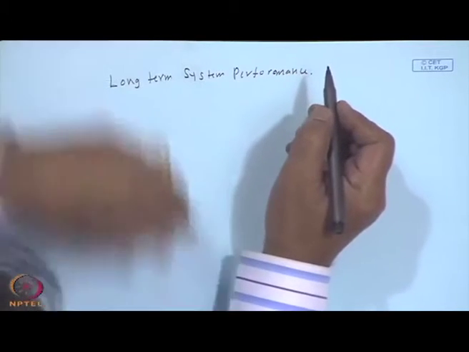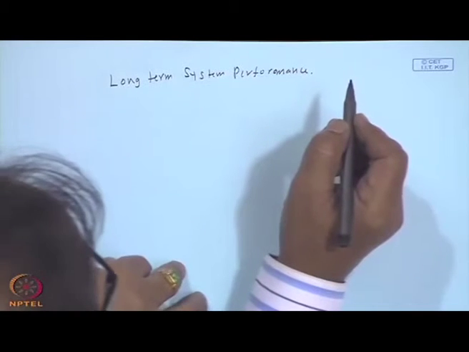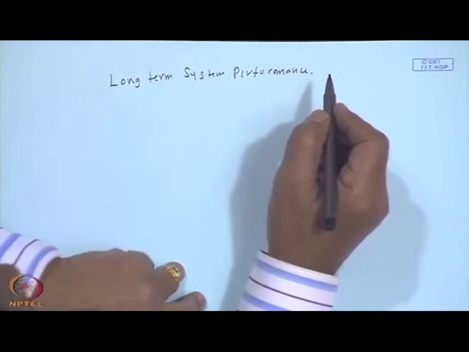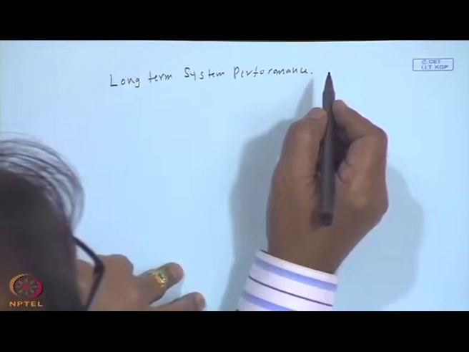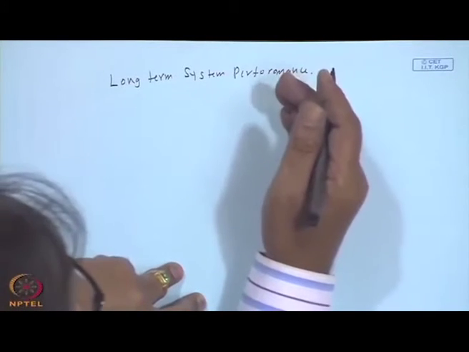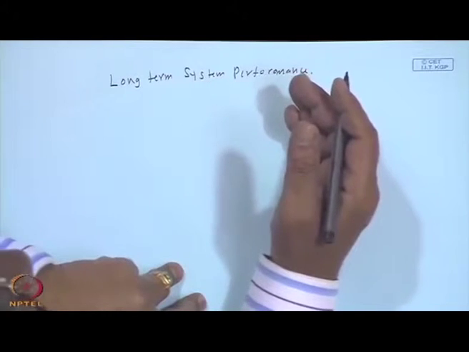I am deliberately avoiding the word prediction of long term system performance, because some people get confused and say what is going to happen tomorrow or the day after. It is not that type of prediction we do, but it is an estimate of what a typical system is likely to deliver, so much energy, for a typical climate of that particular location under consideration.